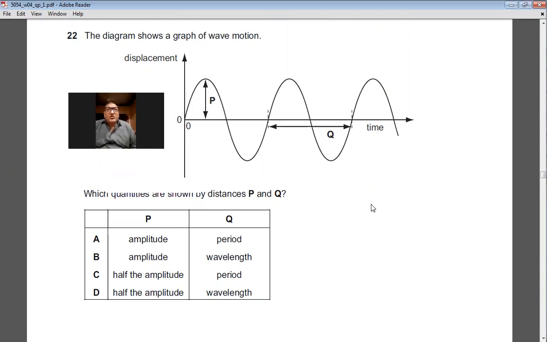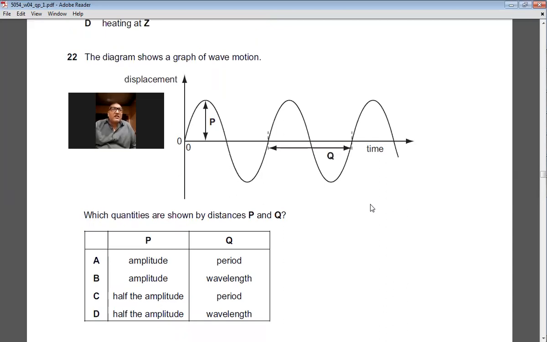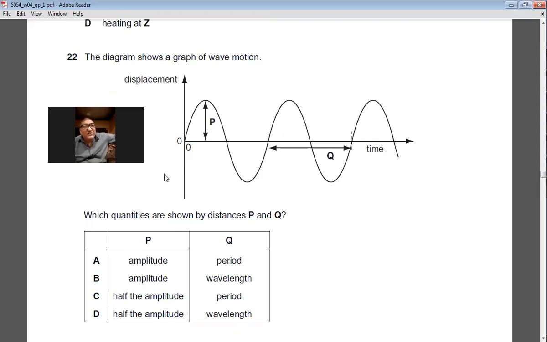The diagram shows a graph of wave motion. Which quantities are shown by the distances P and Q? Try to understand this numerical. In this graph, here you have the displacement, and here on the x-axis you have time. And a wave is shown here. This is basically a displacement-time graph for a wave.